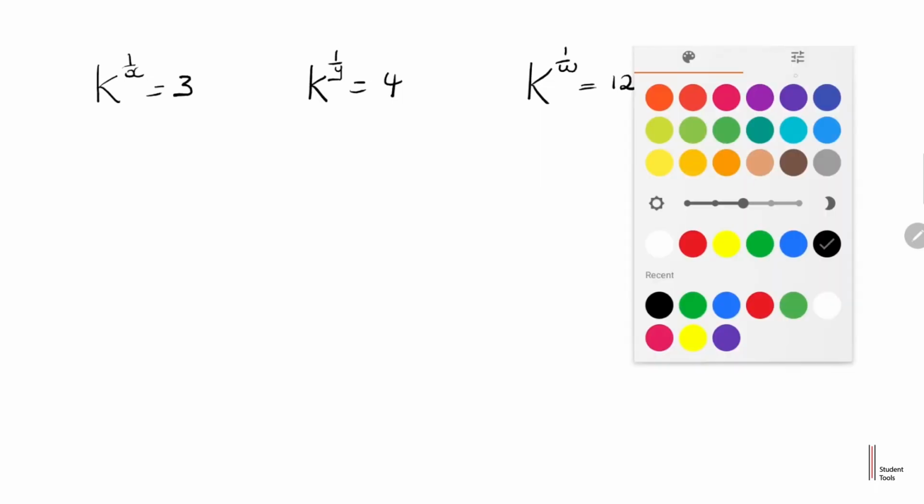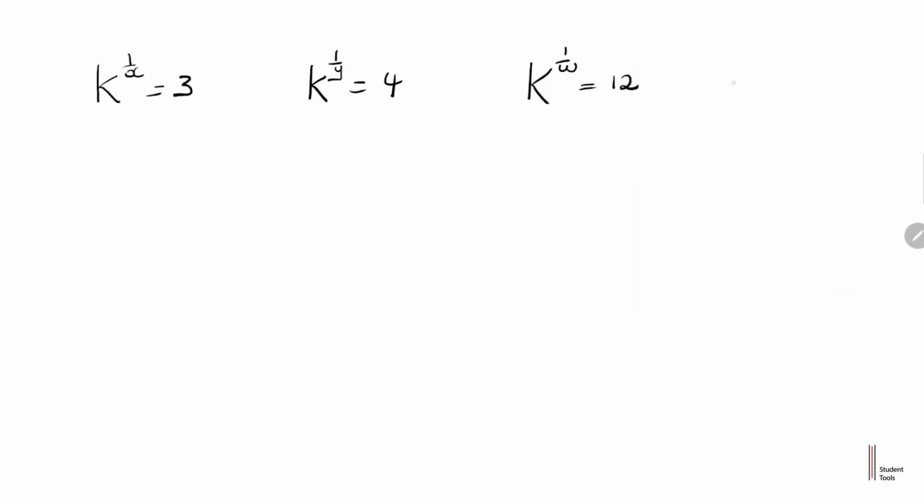k to the power 1 over x is equal to 3. And then k to the power 1 over y is equal to 4. And then lastly, k to the power 1 over w is equal to 12. So in this case, we are supposed to prove that w is equal to xy over x plus y. So how are we going to prove this?